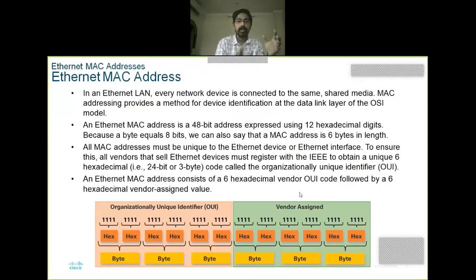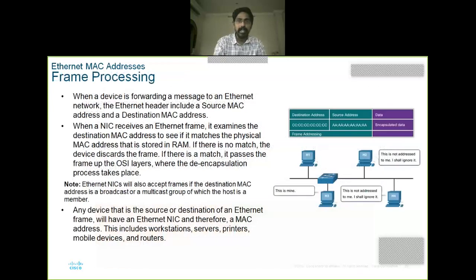So OUI is unique. And next, vendor assigned means the last 3 bytes will be changed. Last 3 bytes is changed. This is the basic structure of Ethernet MAC address. Totally 6 bytes. First 3 bytes represent the organizationally unique identifier. Last 3 bytes represent the vendor assigned address, or identifier.